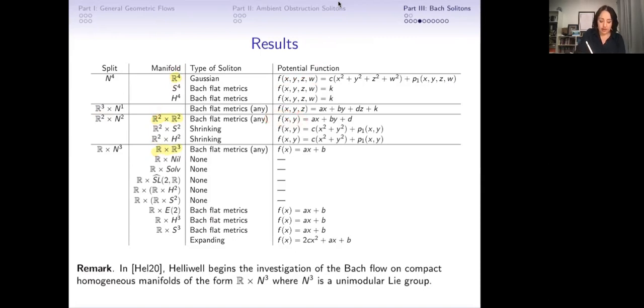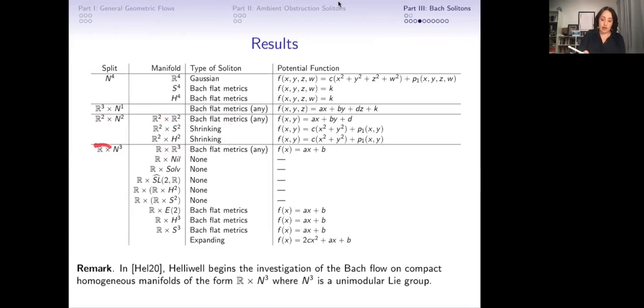And likewise, with R cross R3, my potential function is only acting on a single X. Okay, so that is why I have distinguished between these cases in this way. And enumerating the cases in this way actually enabled me to find my result to show that of these first 3 types, everything is going to be Bach flat, or it's going to be a steady soliton, and the only 2 that are shrinking are these 2.